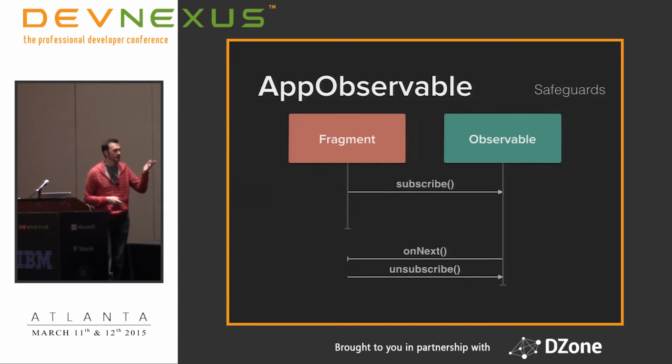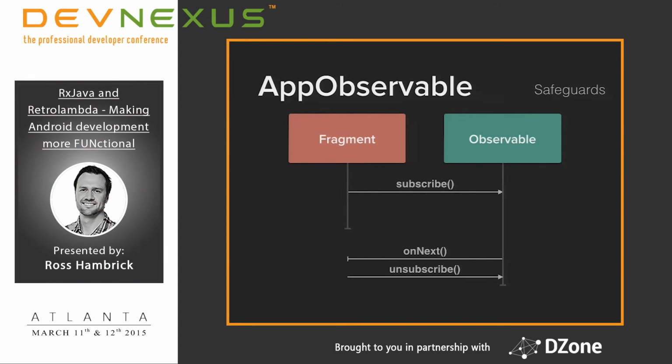So I mentioned earlier, if you use the app observable to bind to the fragment, let's say you subscribe to an observable and then you hit back. And then when onNext is called, it's going to see that nothing's there, and it's just going to automatically unsubscribe from it. Saves you a lot of headaches.